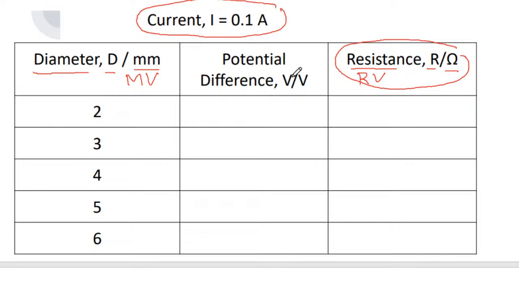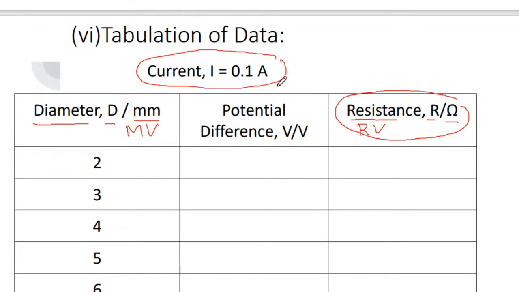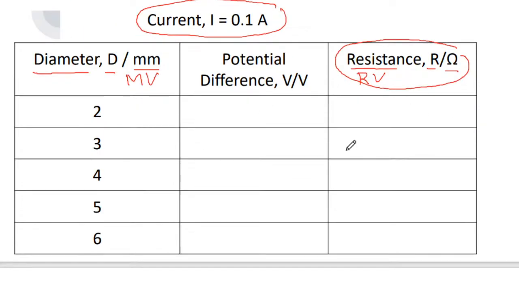Faham? At least. But if you write like this, as what I give you here, this is the best way of tabulating your data. Because in the experiment, you already mentioned just now, you fix the current, you measure the potential difference, and you record. Then you calculate your resistance. So this is the best way to tabulate your data.